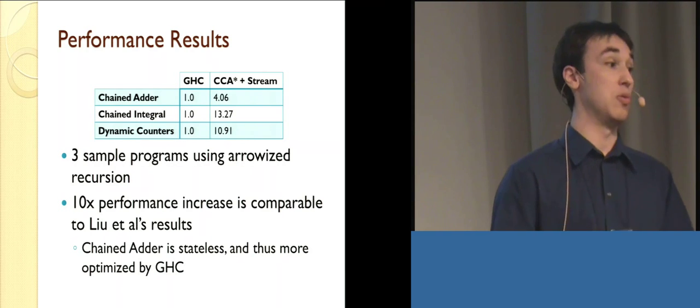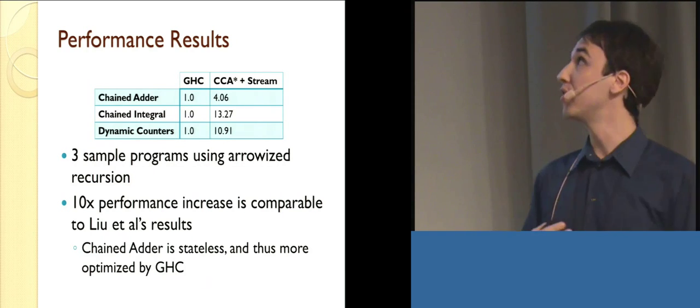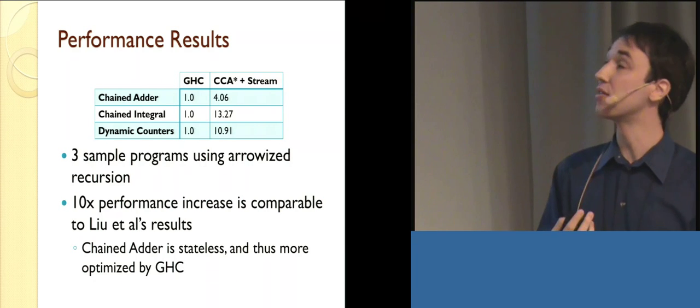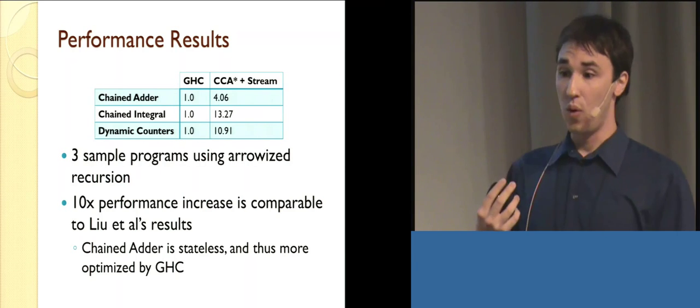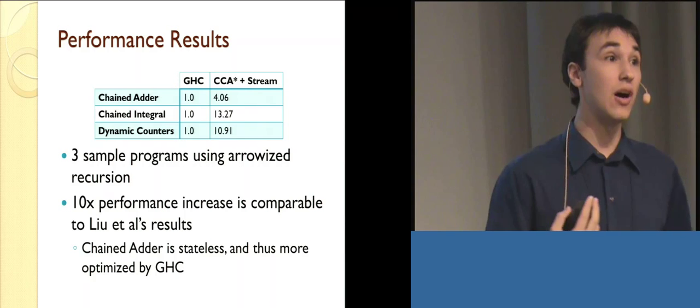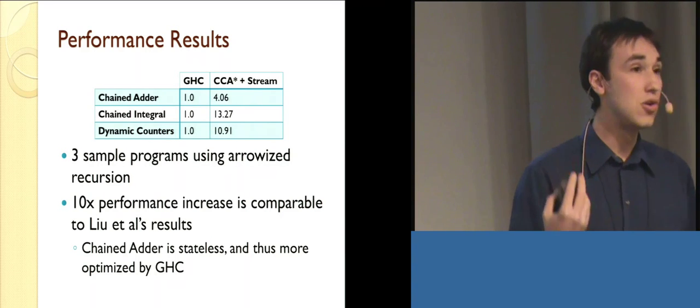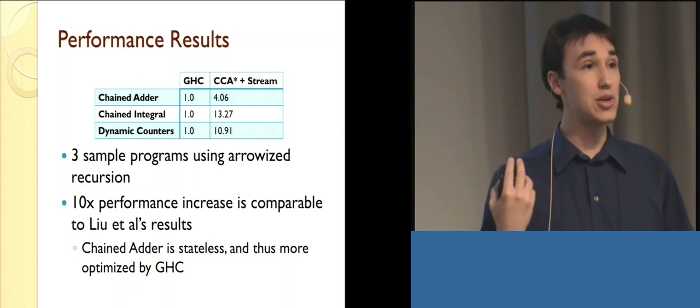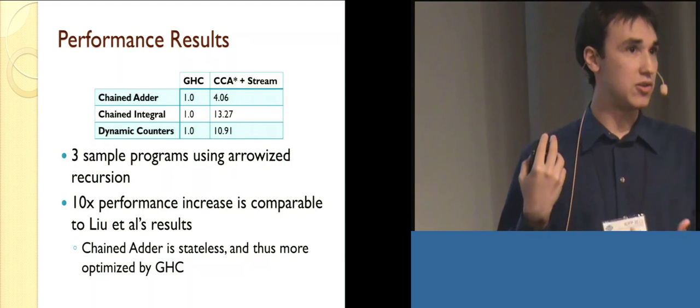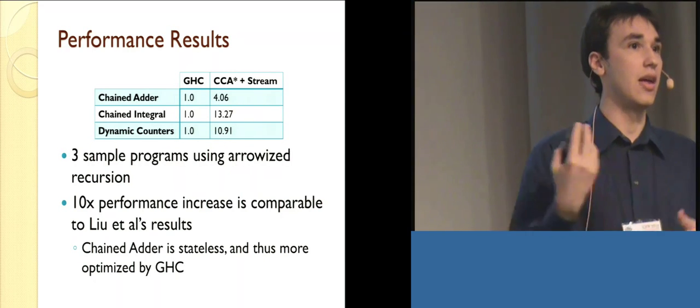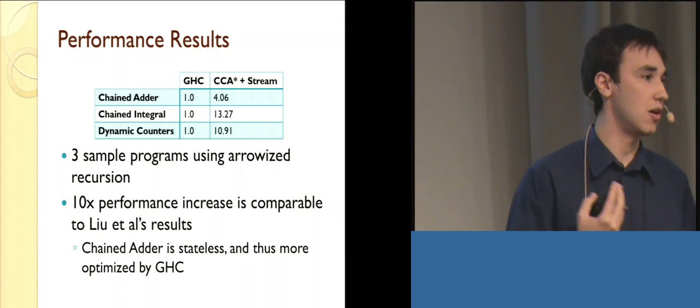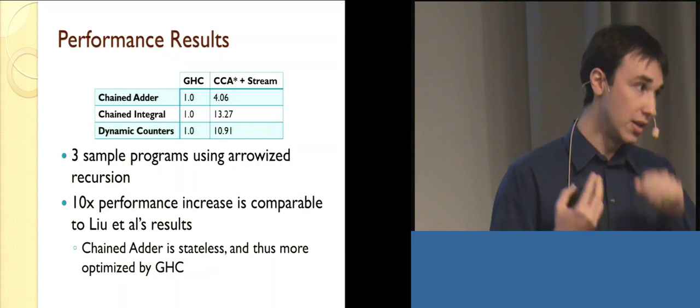We did a couple of examples and got some good performance results. Here are 3 different examples: a chained adder, an integral, a dynamic counter. Without going into a lot of details about what those are, I can say that we got good performance. This is a ratio improvement. If GHC is going at a fixed rate, then how much faster did CCA star with Stream Fusion do?